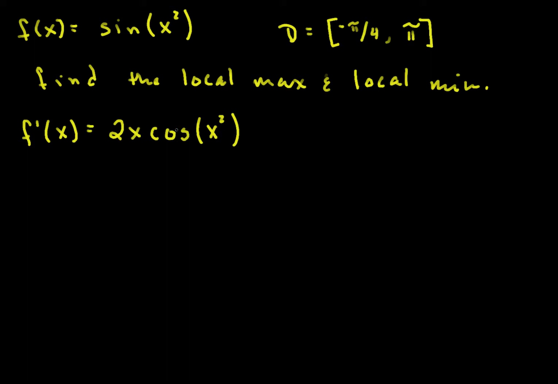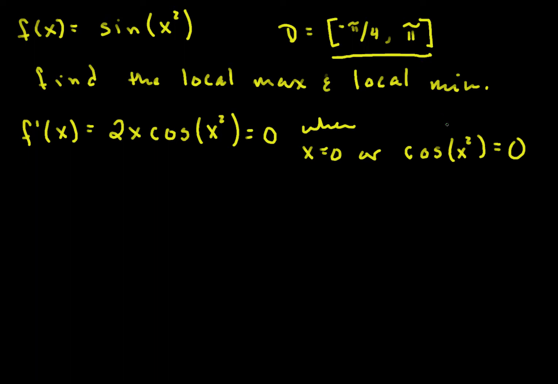And this function exists everywhere, right? Because x is defined for any real value, and cosine is always defined for any real value. So really we just need to know when this is 0. Well, this is 0 when x is 0, or cosine of x squared is 0. Our domain here is negative pi over 4 to pi. Cosine is 0 quite often on the real numbers, but restricted to this domain, cosine is 0 only when x squared is equal to pi over 2. So that's when x is equal to plus or minus the square root of pi over 2, but the negative is not in our domain, so it's just going to be the square root of pi over 2.